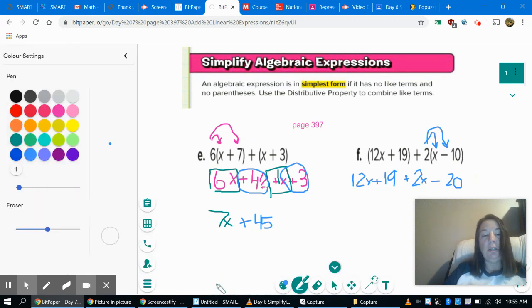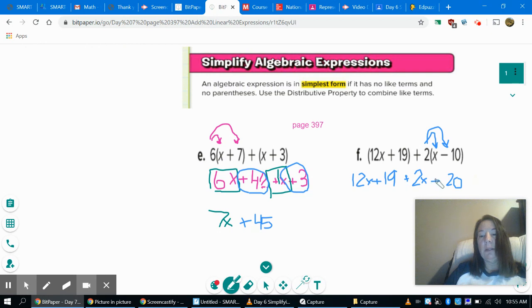Now the next thing I need to do in order to combine like terms is I've got to change any subtraction into adding its opposite. So I'm going to change subtraction to adding a negative. So now I can rearrange my terms. I can change the order in order to combine. So I have 12 x's plus 2 more x's over here, and that leaves me with 14x.